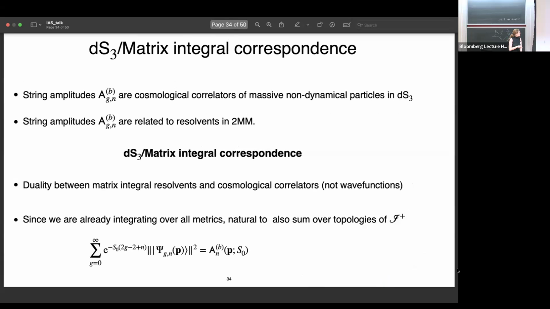So what we gained is something that we might want to call a dS3 matrix integral correspondence. Let me stress that this is different from dS/CFT, because in dS/CFT we map partition functions to wave functions. In principle, we don't have access to the wave function, we have access to the norms. So the resolvents in the matrix integral don't give us a wave function, they give us cosmological correlators. They give us the norm of the wave function.